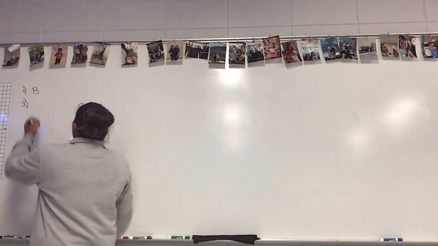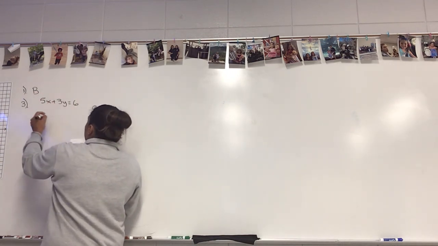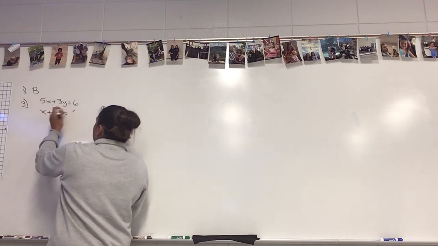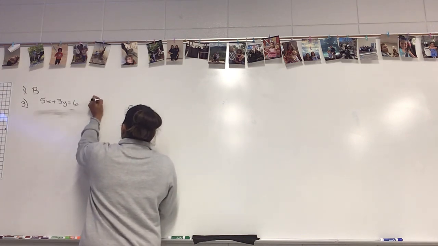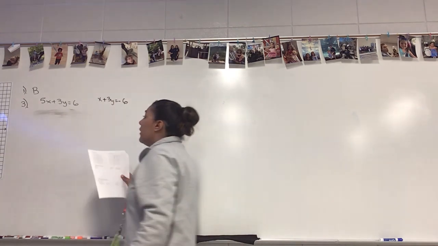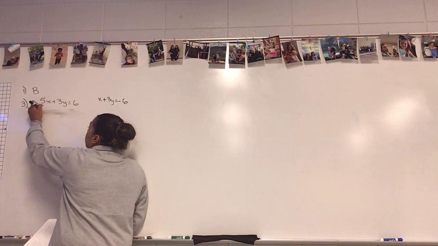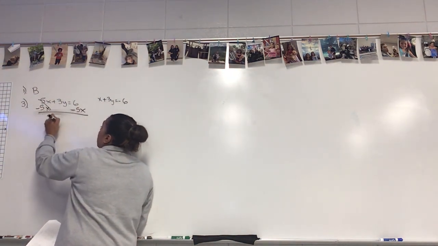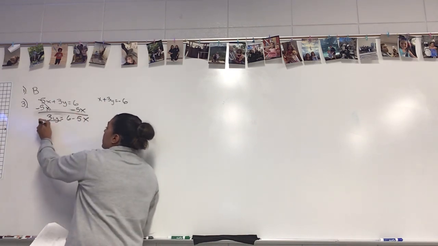Number 3. So we got this 5x plus 3y equals 6, and we got x plus 3y equals -6. Okay, write them down below separately. Our first step is always to subtract the x's, and then divide by the number that's next to the y.